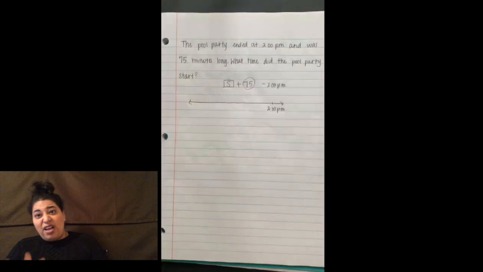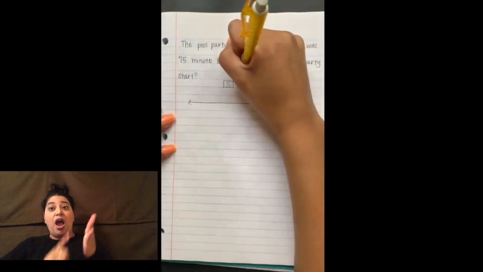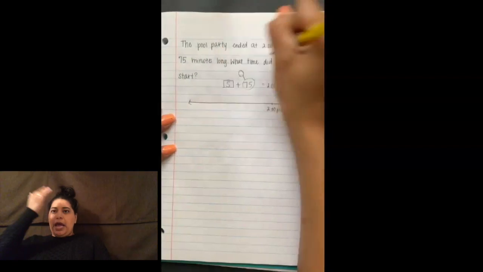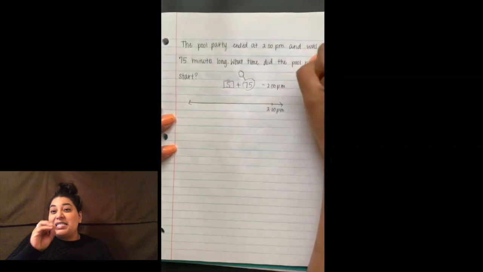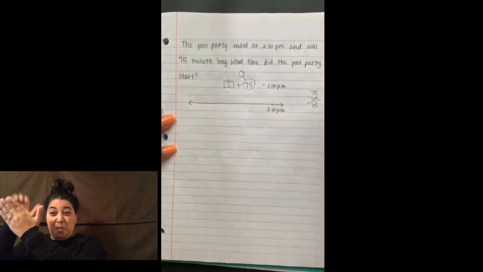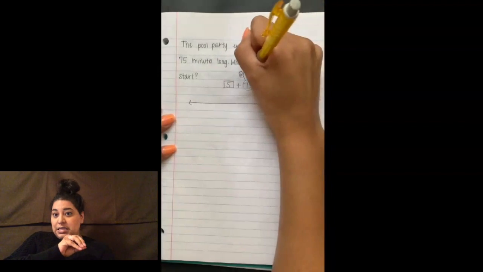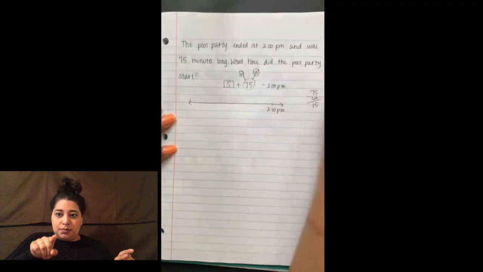I like to break it up by the hour because it's easy for me to do that. So I know that there's 60 minutes in there. And if you do over to the side, 75 minus 60, you're going to get 15 minutes left over. So 60 here, and then I'm going to do 15.